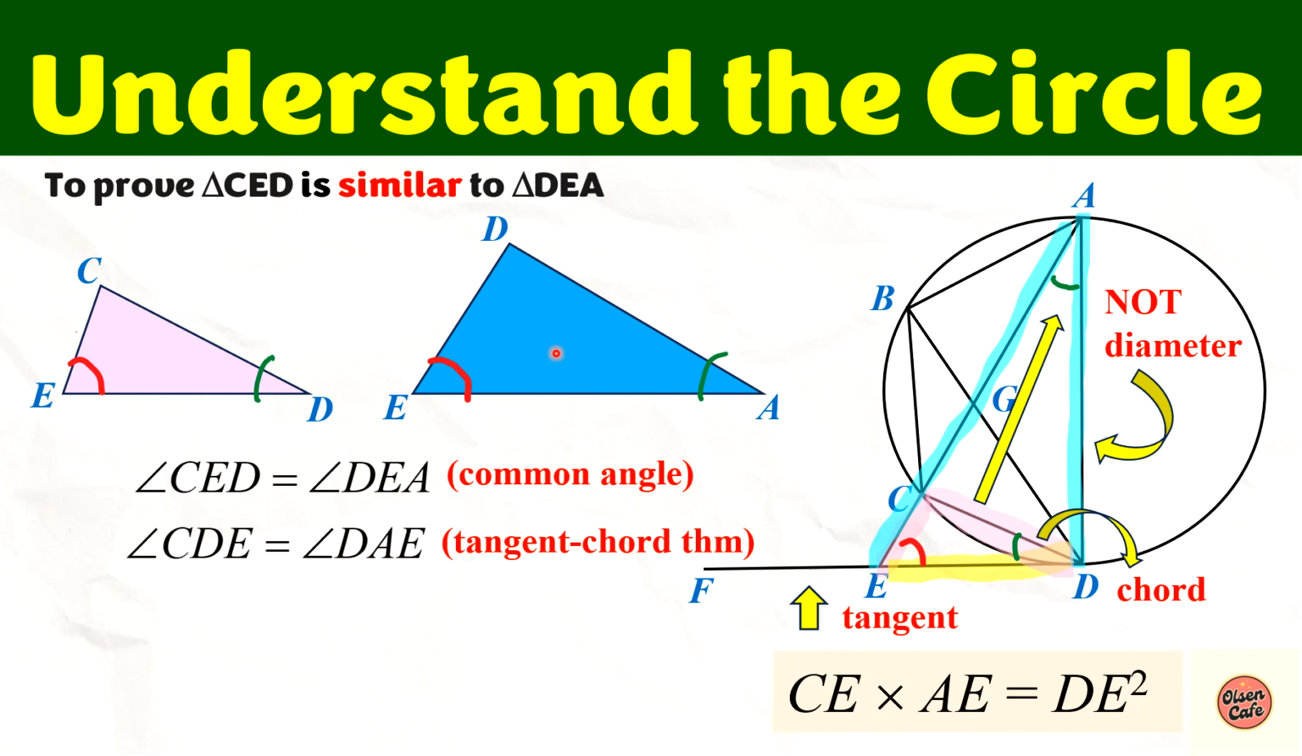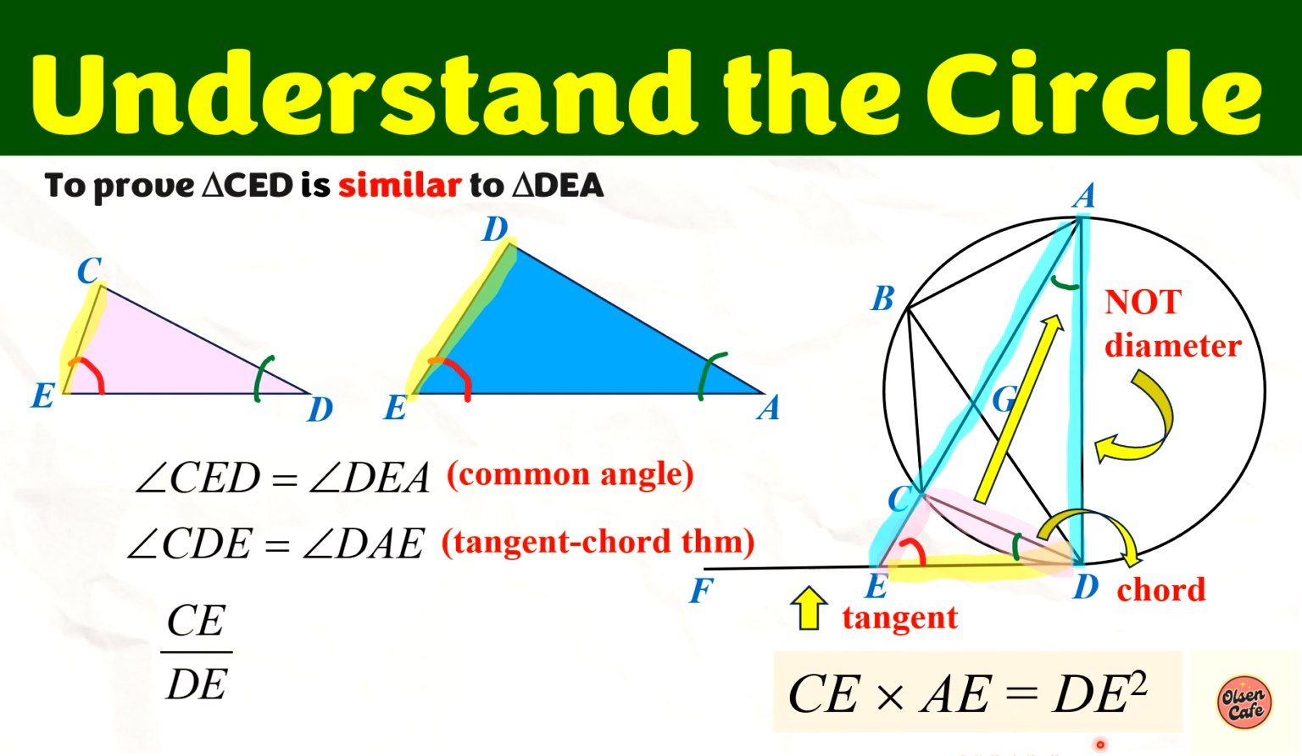Now with this, things become very simple. We all know that if two triangles are similar, the corresponding ratios are also equal. So let us look at the corresponding ratio. I'm going to take a look at the side CE and the corresponding side DE. So I'm going to write down the ratio. So I do have CE over DE.